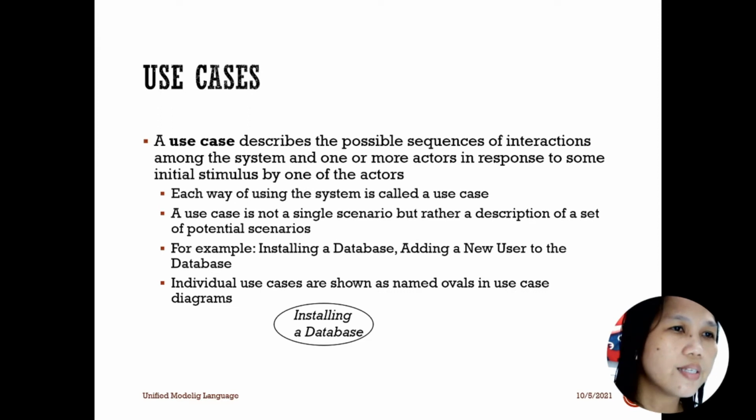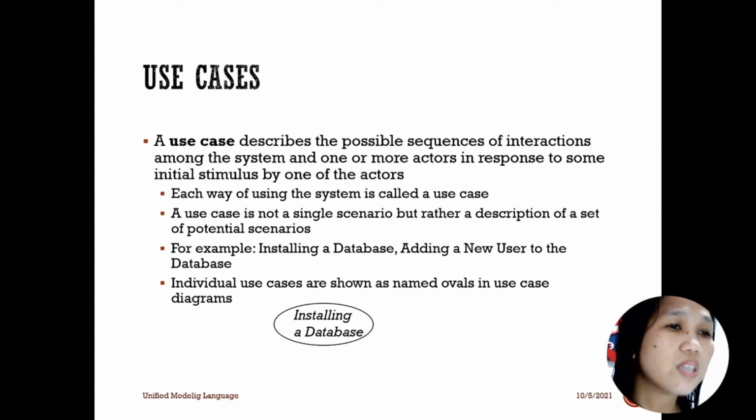So a use case describes the possible sequences of interaction among the system and one or more actors in response to some initial stimulus by one of the actors. Each way of using the system is called a use case. A use case is not a single scenario but rather a description of a set of potential scenarios. For example, installing a database. When installing a database, we can add a new user to the database.